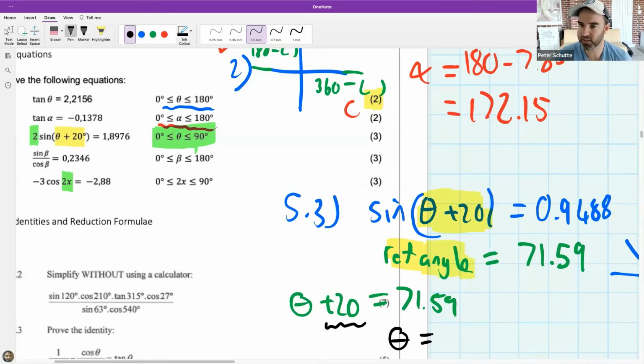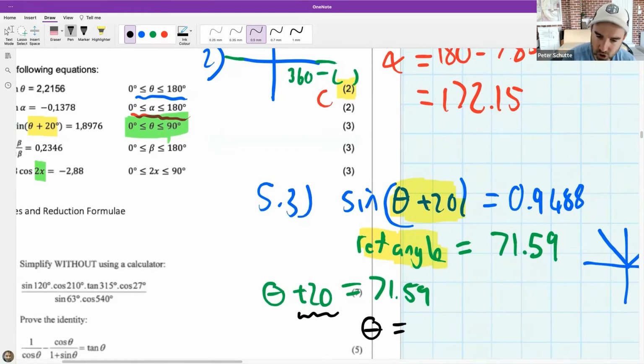And you should get 71.59. Be careful, Katlejo. Instead of being plus 20, did you get something different in quadrant 2? Let's do quadrant 2 just in case. But you should get 51.59 for theta, because you take away 20.